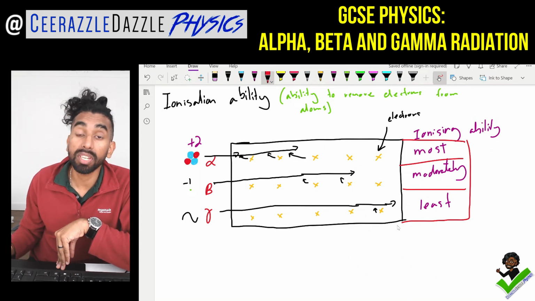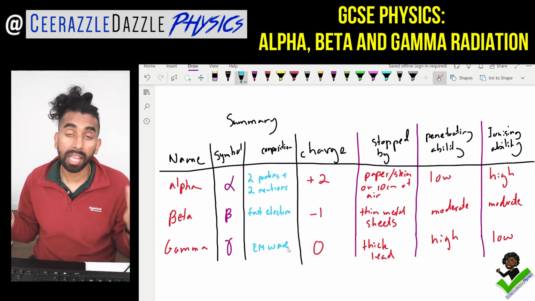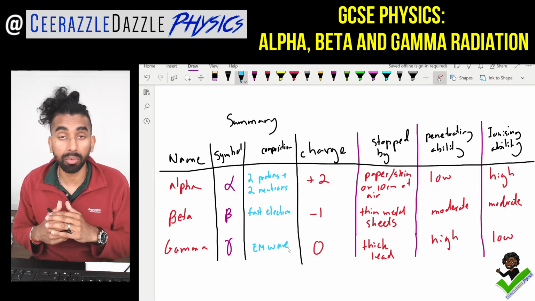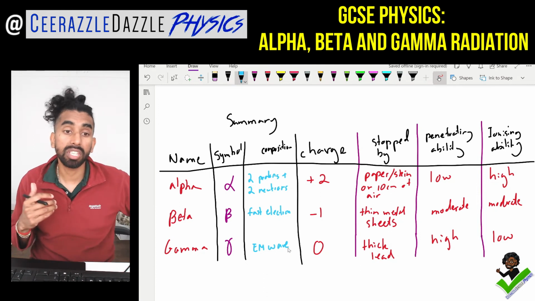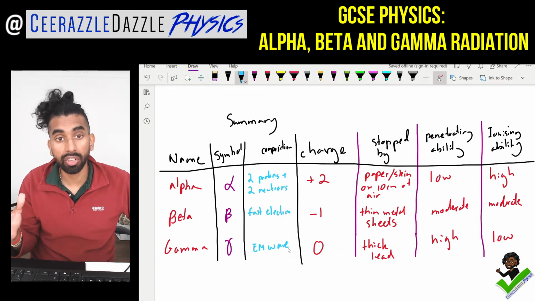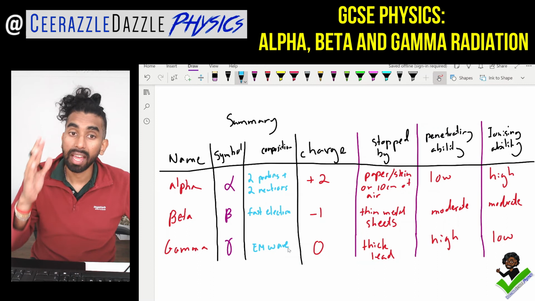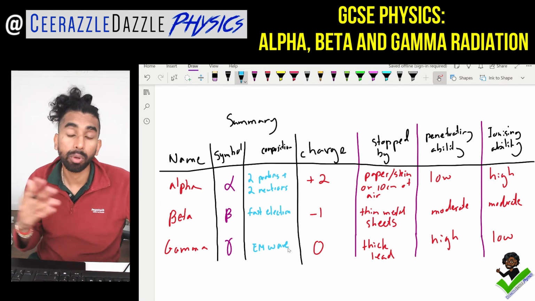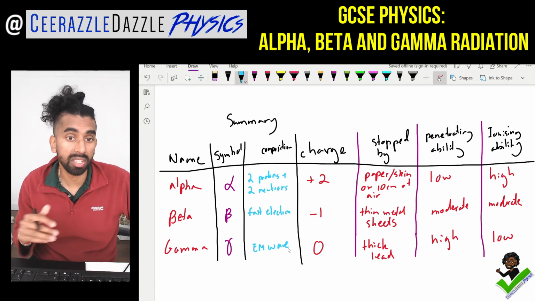Alright, so now scrolling down. Okay, so now we've actually done all of the theory for today. Here is a summary table for us to get our head around. As you can see, we've got the names of the types of radiation, the symbols of them, and the composition, the charge, stopped by, penetrating ability, and ionization ability. Let's have a quick recap just to summarize what we've done today.